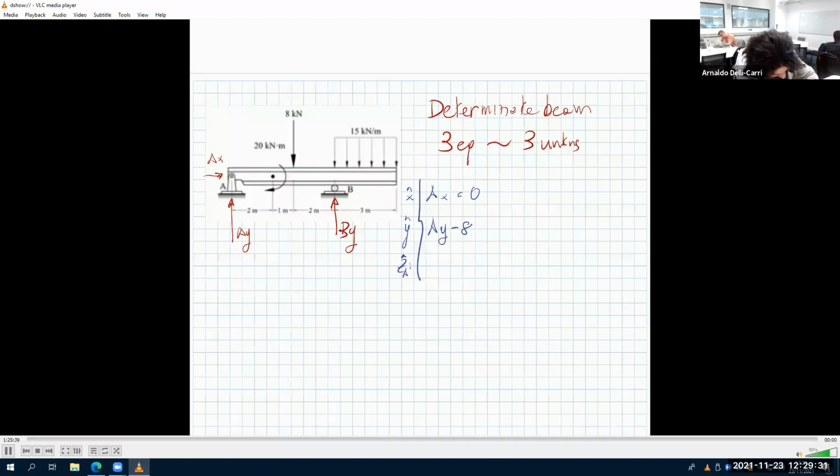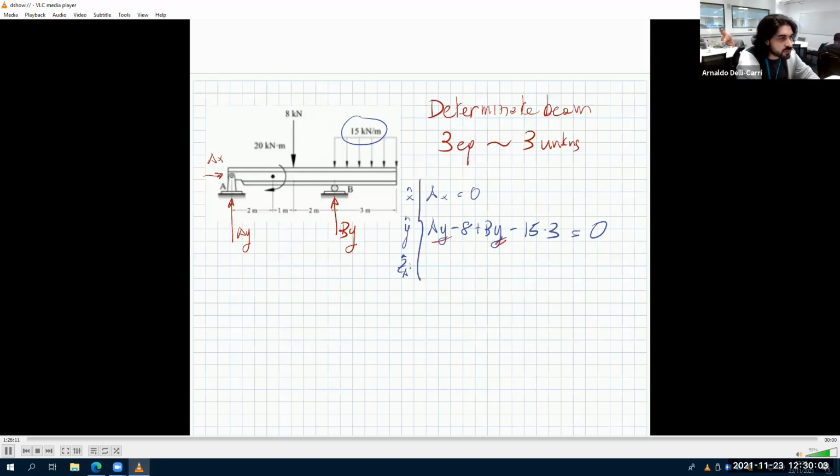minus 8 plus BY minus, how do I treat this? As a point load. Yes. How much is the equivalent force? 45. So it's 15 times 3. You agree with me? Good. Problem: 2 unknowns in one equation, so we can't solve this as yet. We have to wait for the other equations.